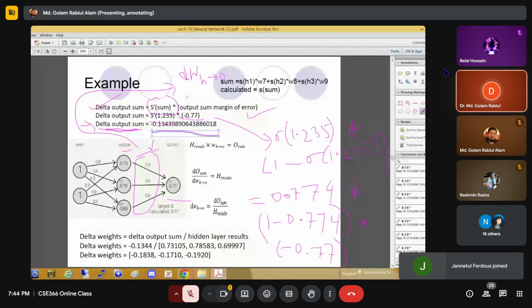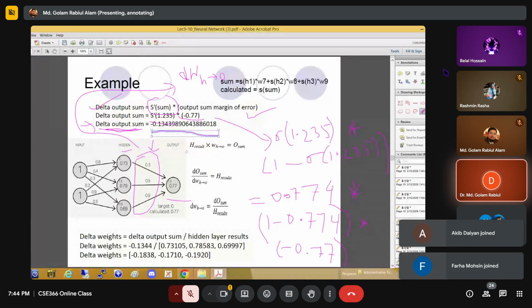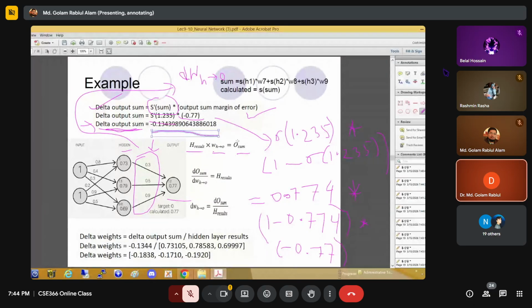Okay, delta WHO. Now one relationship we know is that hidden results times weight gives the output sum. Why this one? Previously we have already used this. The hidden results are the results from the hidden layer. So these are our hidden results.